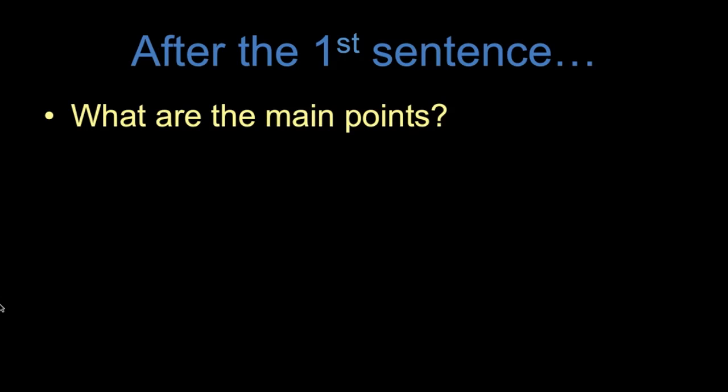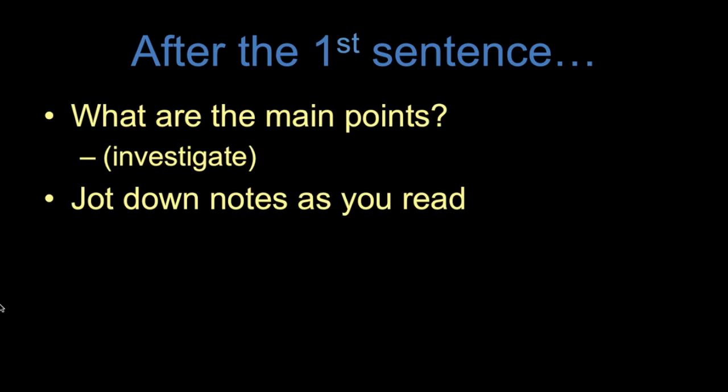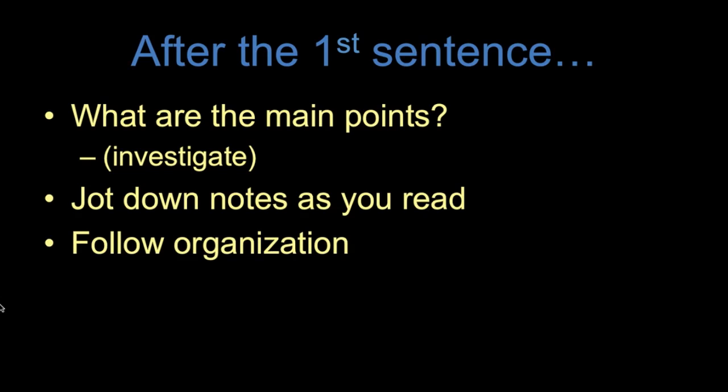After the first sentence, you should include the important information included in this main point. You will have to investigate. When you do the original reading, you should jot down notes as you read. Highlight words and phrases and make notes in the margins on the important points. This will help when it comes time to write the summary. And follow the same organization as in the original.